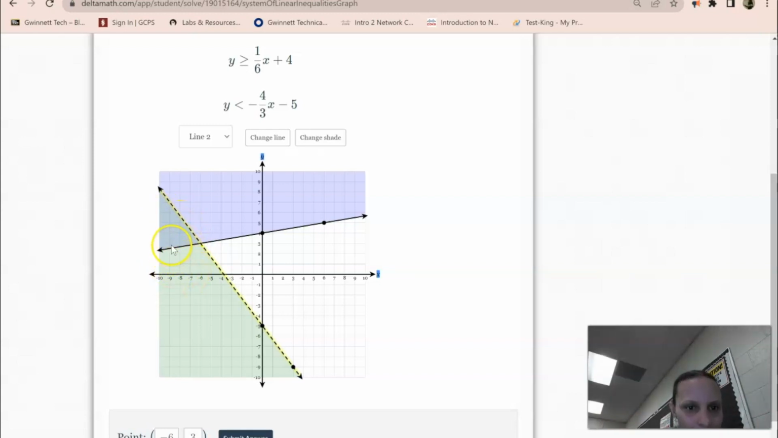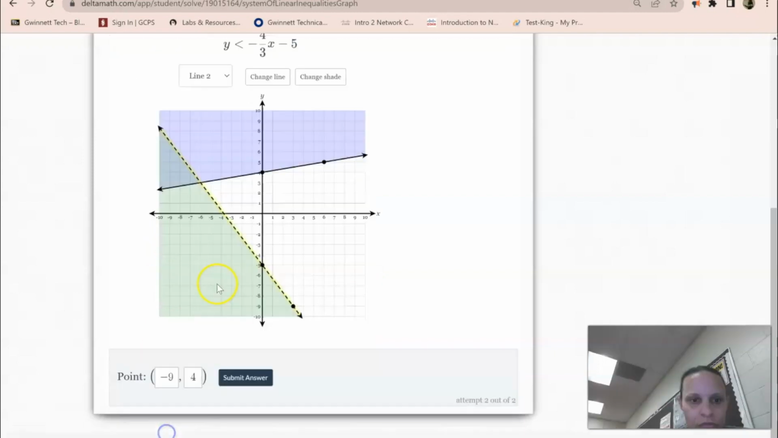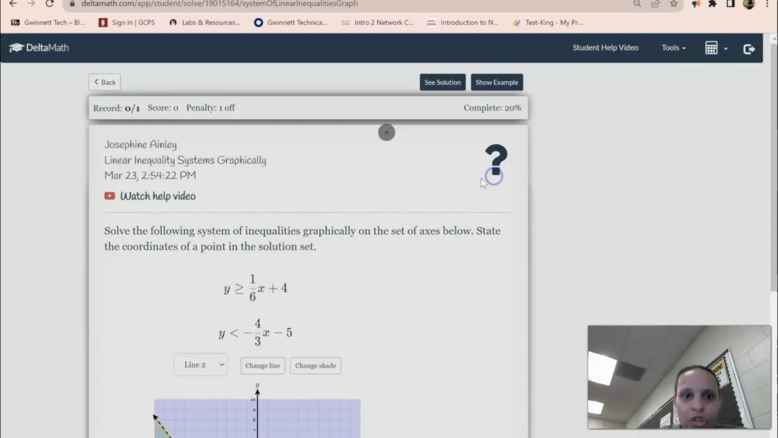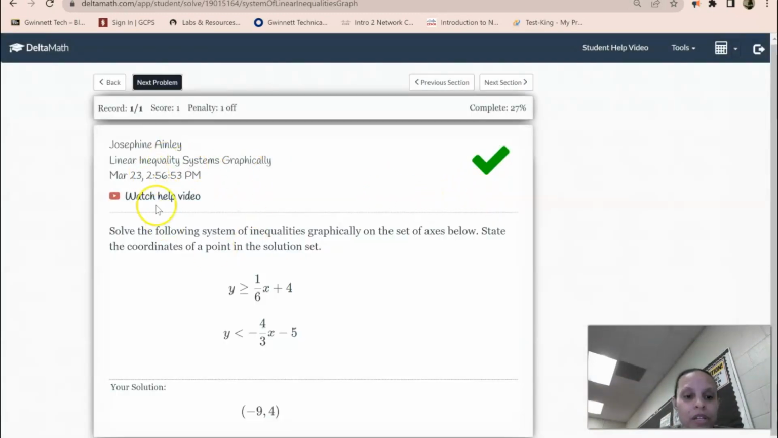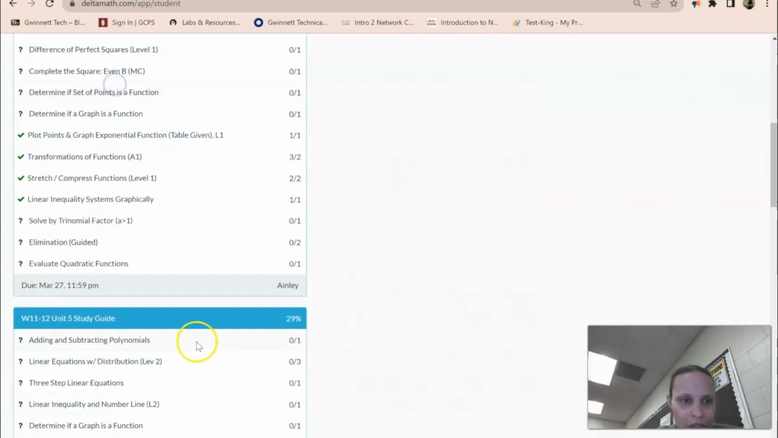So let me pick -9 and 4. All right, so -9 and 4, and we should be good to go. All right, so relatively simple. Just stay away from dotted lines.